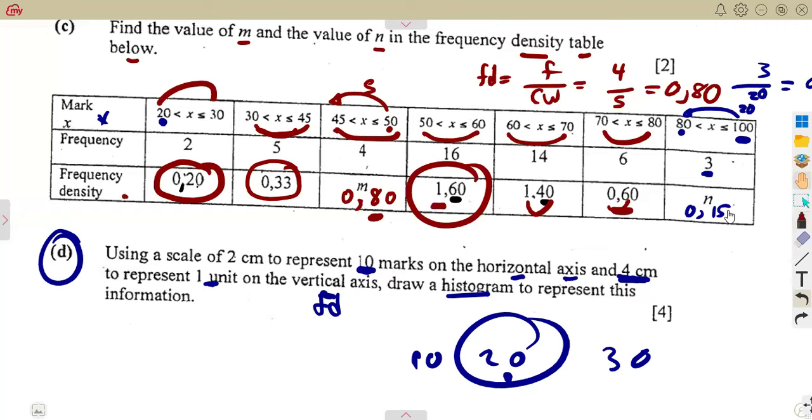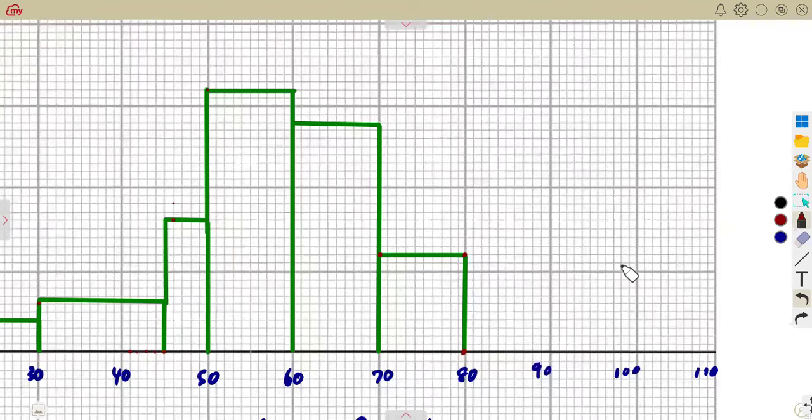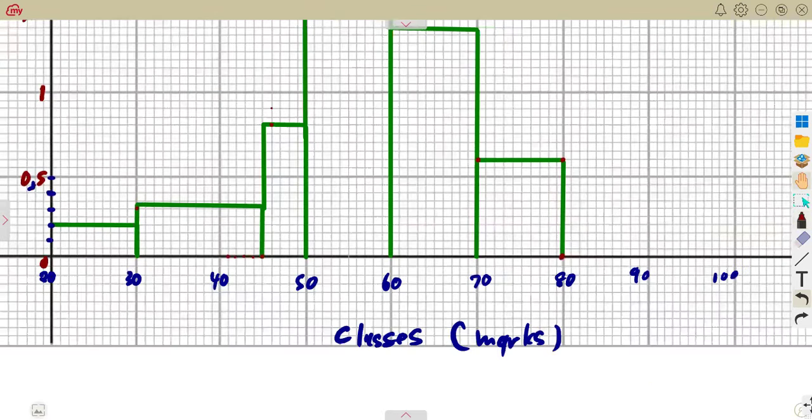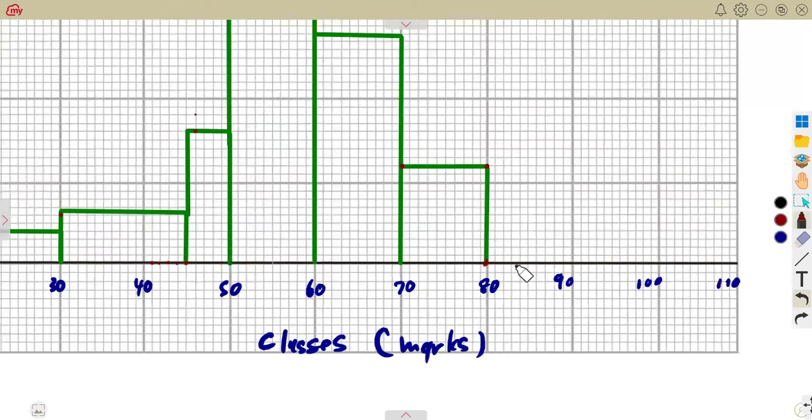Then the last one is 80 to 100 versus 0.15. So 0.15 is in between. Remember, two boxes represent 0.1. So 0.5 is the three boxes. Like if this is 0, this is 0.1, this is 0.2. So 0.15 is in between. Like this is 0.1. In between, that's where we have 0.15.